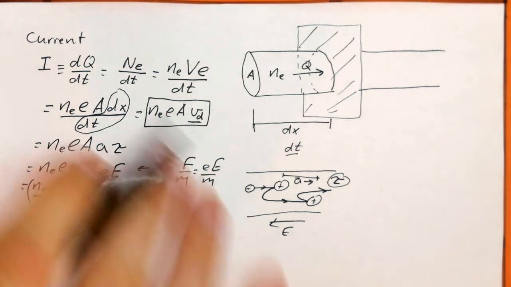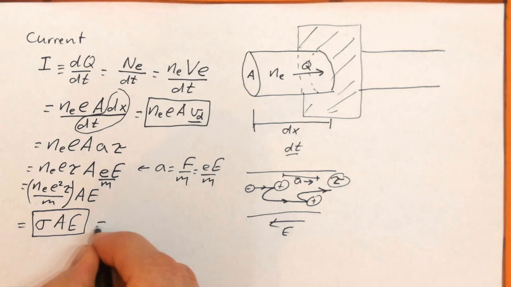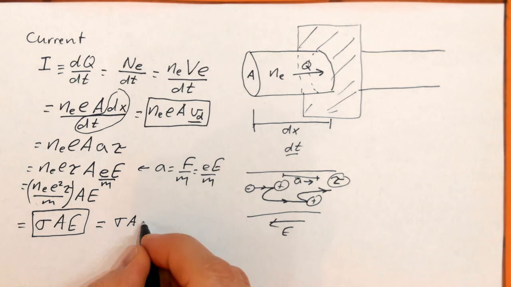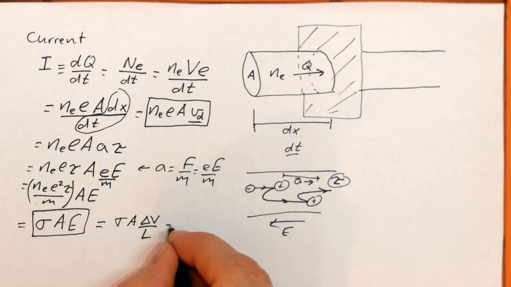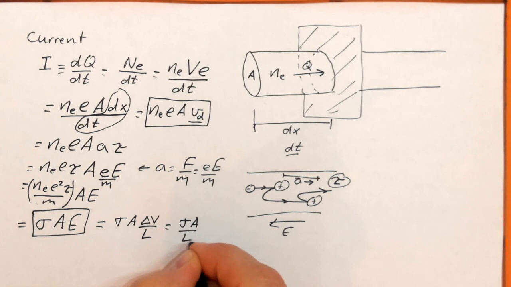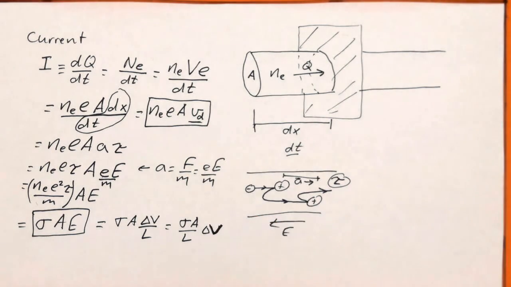And if the electric field's constant throughout this wire, which it would have to be if the wire doesn't change its width and everything, then we can say that this equals sigma A, and E is going to be delta V divided by whatever length of that wire. Because remember that delta V is equal to the electric field times the length if the electric field's constant. Okay, so with that in place, I can now group the sigma A over L together times the delta V, my potential difference.